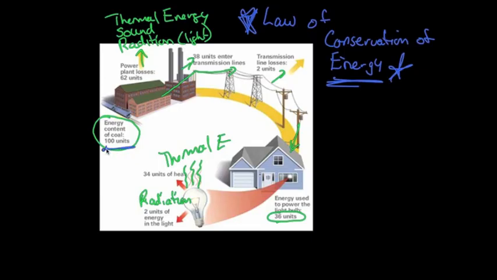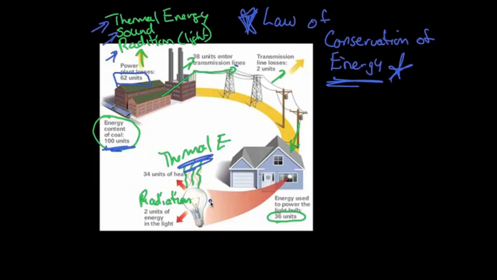We start with 100 units of energy content in the coal, and as we go through the transformation from the stored chemical bond energy, potential energy in the coal, to the radiation of light energy that we use to light our light bulbs in the house, we see that along the way, that energy is converted into all different forms, including thermal energy, sound energy, radiation, and heat, thermal energy, again. So none of this energy is lost. It is just converted into different forms.